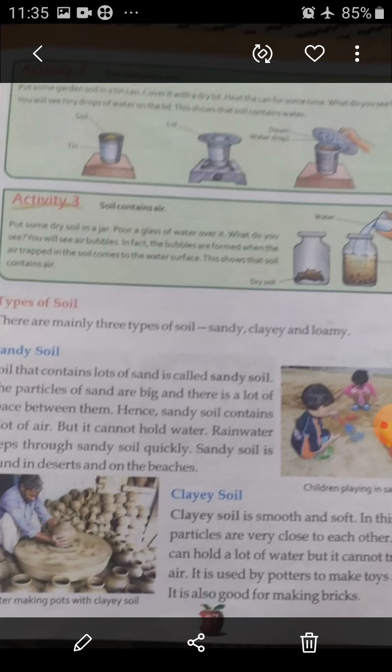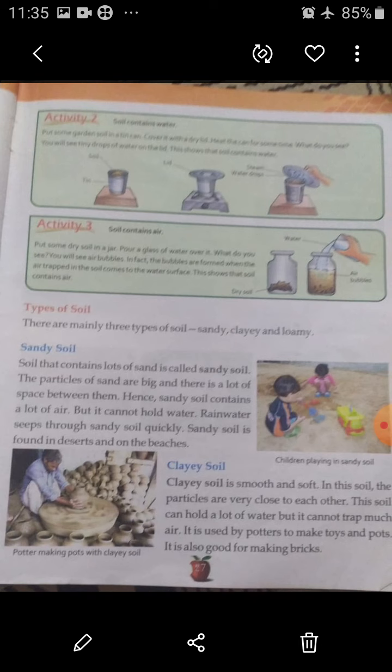Now the types of soil. As you know, there are mainly three types of soil. How many types of soil? Three types of soil: sandy soil, clay soil, and loamy soil. Sandy soil is made up of sand. It is found in seashores and desert areas. It cannot hold water. It is yellow, gray, or brown in color.